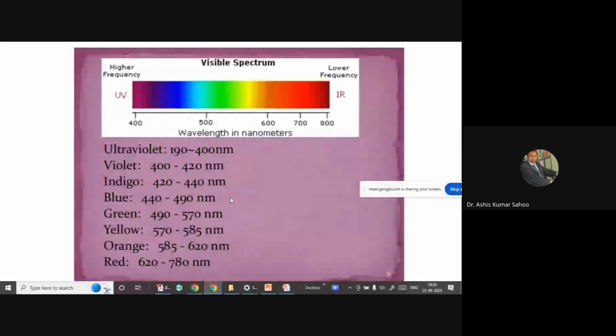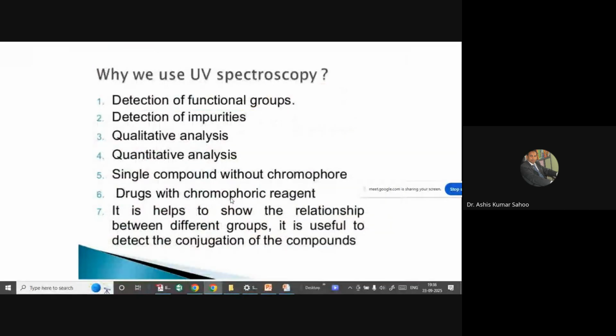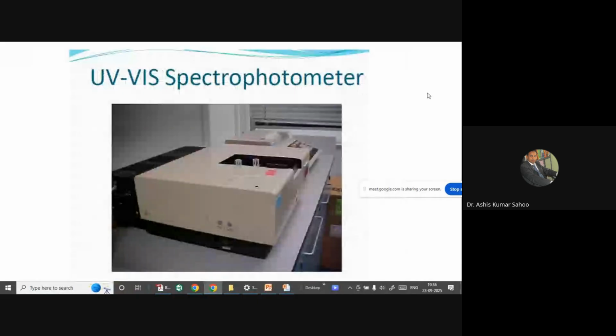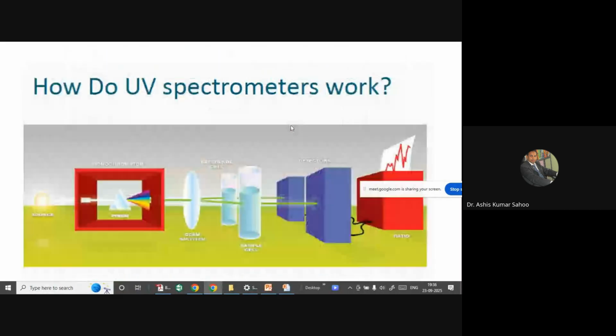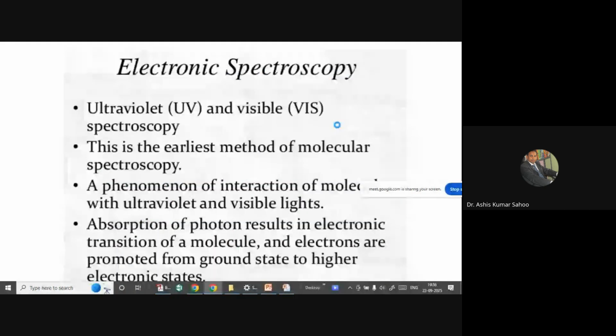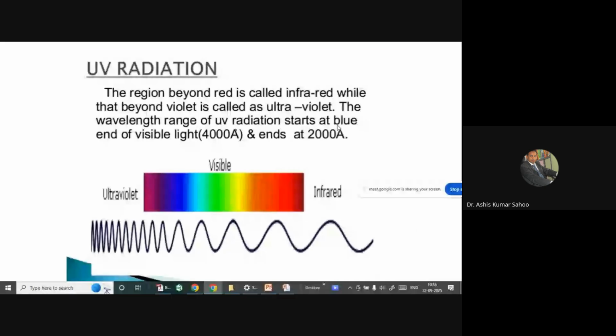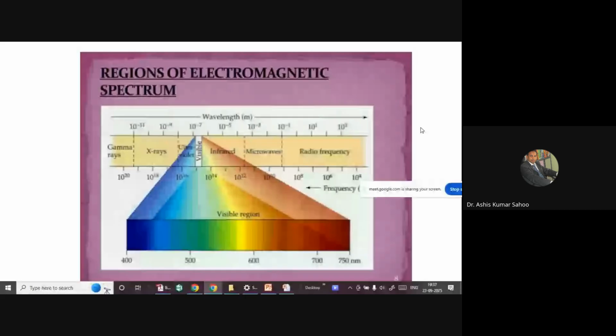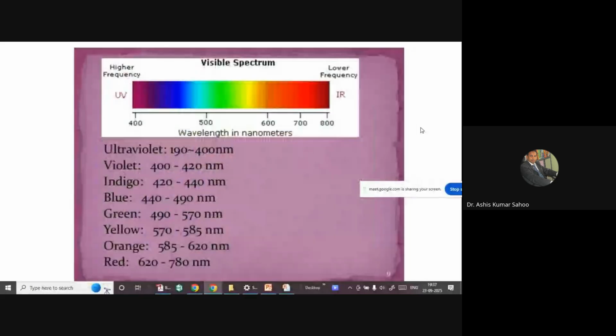So this is the UV-visible spectrophotometer. You can see UV-visible spectroscopy like that. These are the regions of UV-visible spectroscopy. The ultraviolet region is from 200 to 400 nm.